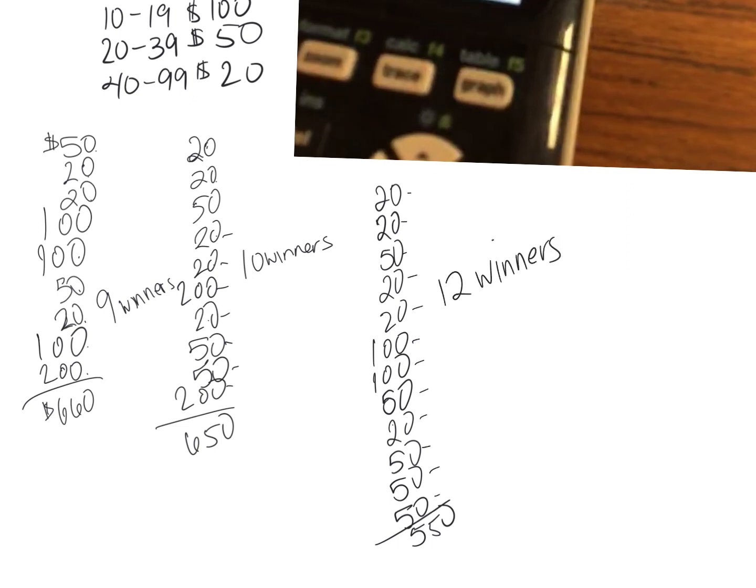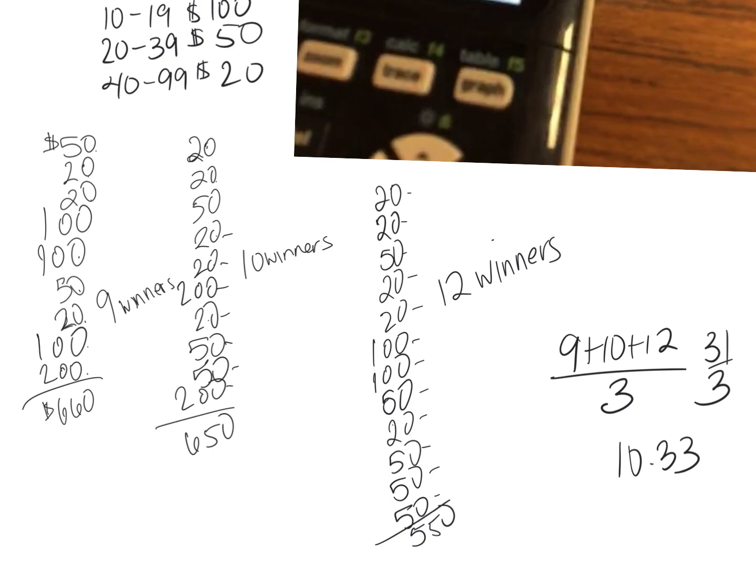And obviously, if you're using your calculator, you're going to get totally different numbers. If you're using a random digit table, you're going to get different numbers. I'm going to do 3 for the sake of time. You need to be doing 10 every time, unless it tells you otherwise. So that's my response variable is the average number of winners. So 9 plus 10 plus 12 over 3. It's 19, 20, 31 over 3, 10.33.